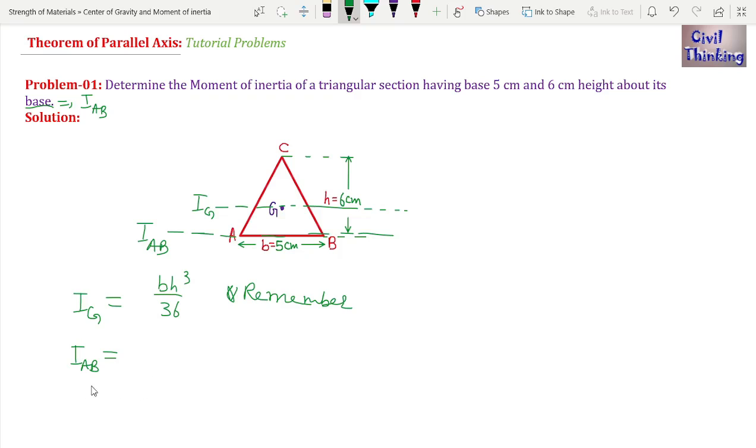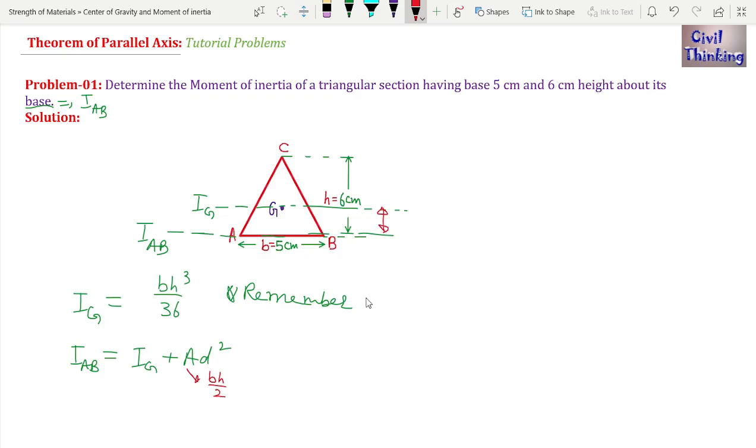According to the theorem of parallel axes, IAB can be written as IG plus AD square. Now A is the area of this triangle. What is the area of a triangle? Half base multiplied by height, which is BH divided by 2. BH by 2 is the area of this triangle, and D is the distance between these two axes.